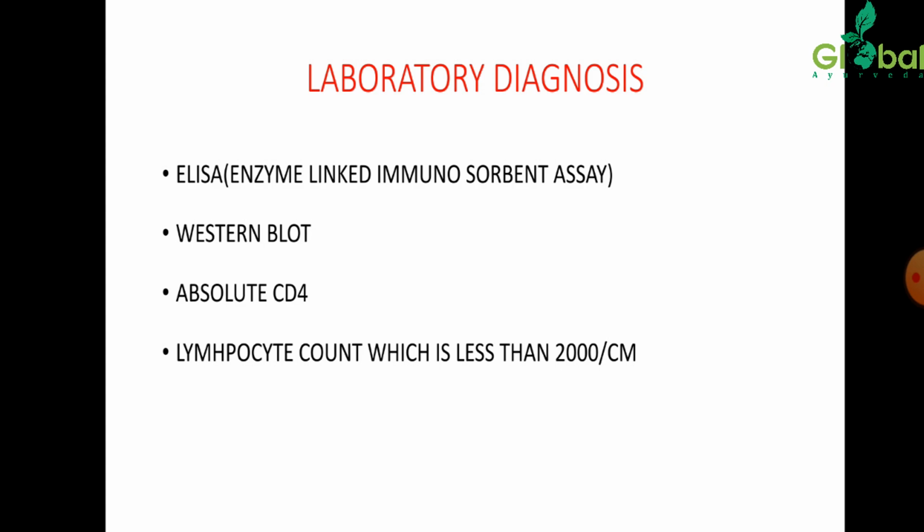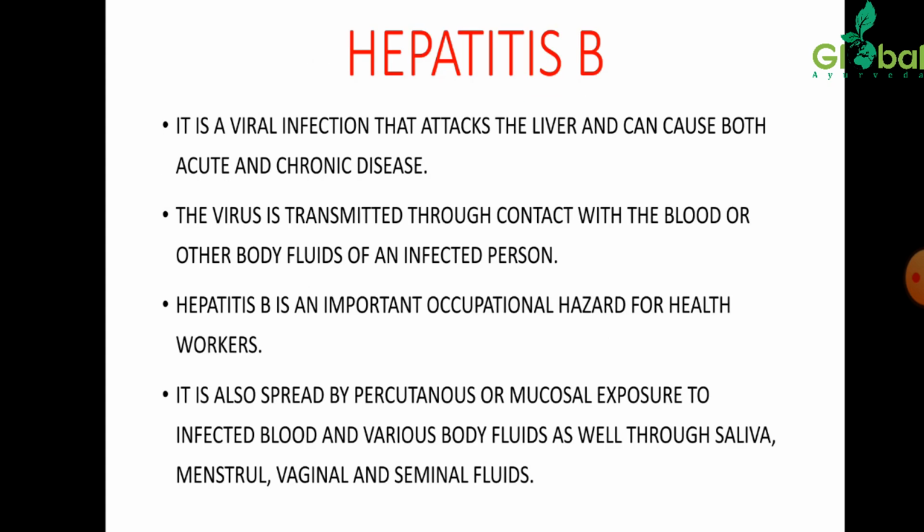Hepatitis B. Now we are discussing hepatitis B. It is a viral infection that attacks the liver and can cause both acute and chronic disease. The virus is transmitted through contact with the blood or other body fluids of an infected person. Hepatitis B is an important occupational hazard for health workers. It is also spread by percutaneous or mucosal exposure to infected blood and various body fluids, as well as through saliva, menstrual and vaginal fluids.